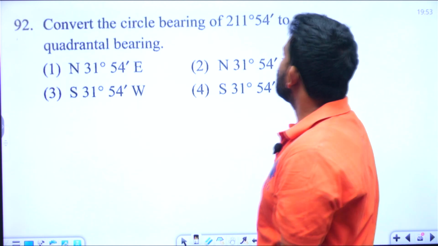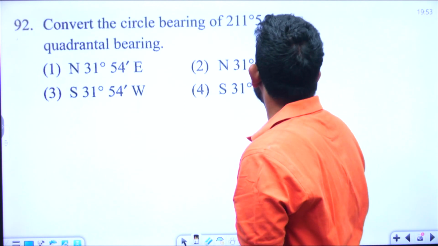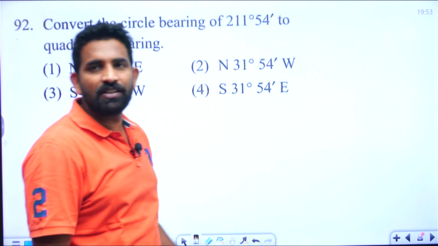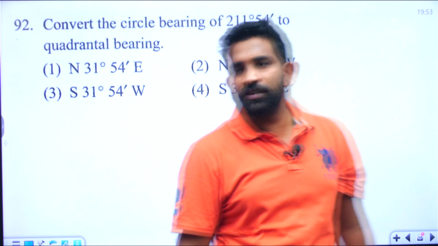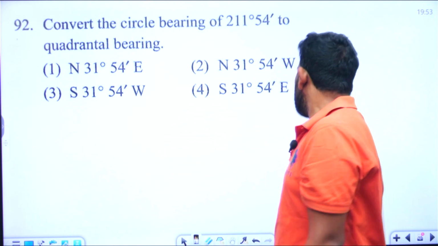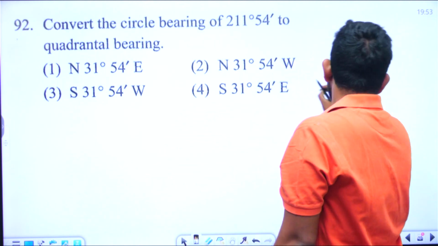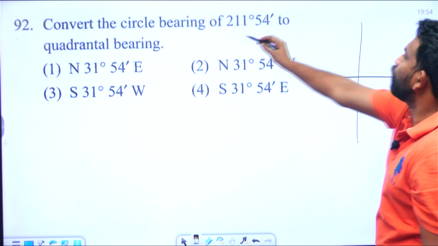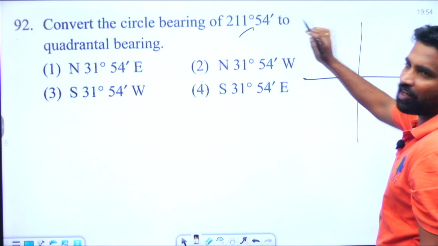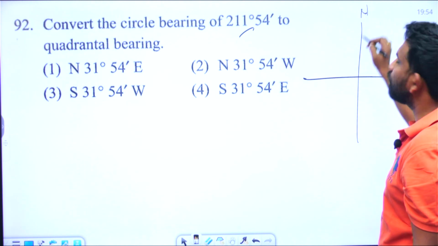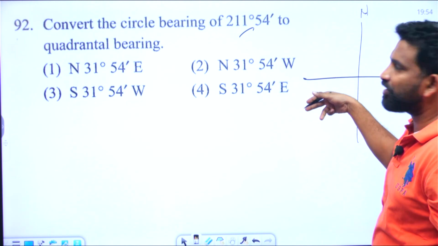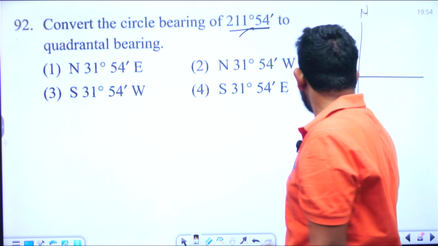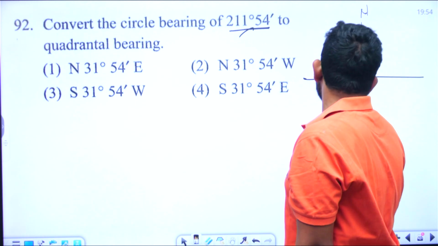Convert the whole circle bearing of 211 degrees 54 minutes to a quadrantal bearing. Very simple question, just a conversion is asked: convert the whole circle bearing to a reduced bearing system. So draw the figure and represent the given bearing in the quadrantal system. This is a whole circle bearing, and we know that the whole circle bearing is measured from the north, and only in the clockwise direction. We do know this 211 degrees 54 minutes comes in the third quadrant. Here this is the third quadrant, so I have drawn the line.